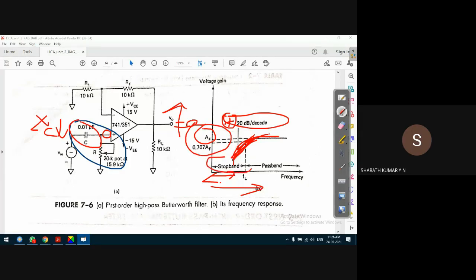So this region corresponds to the stop band, and this region corresponds to the pass band, where the signal with the frequency range above this FL, the lower cutoff frequency, is passed by the circuit. The signal with the frequency less than FL will be blocked by the circuit, because for those frequencies the capacitance possesses very high impedance.